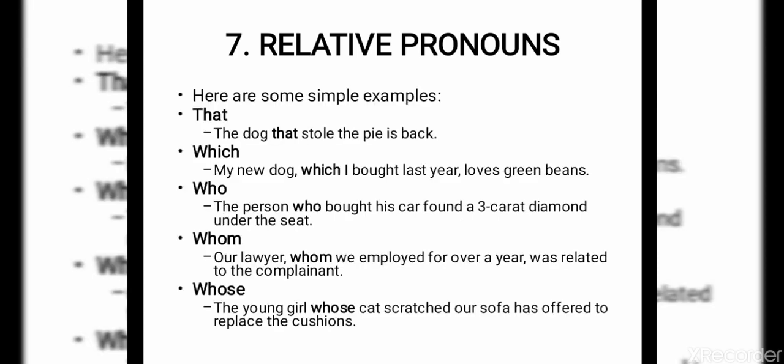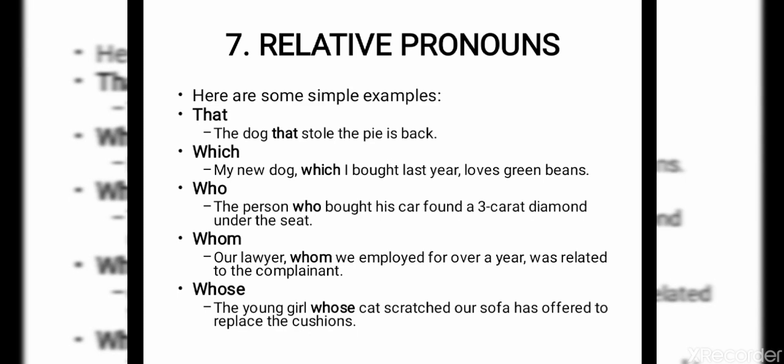Here are some examples. That: the dog that stole the pie is back. So here, the relative pronoun that is giving a little more information about the subject, dog. Second one, which: my new dog, which I bought last year, loves green beans. By this relative pronoun which, it is giving a little more information about the subject.